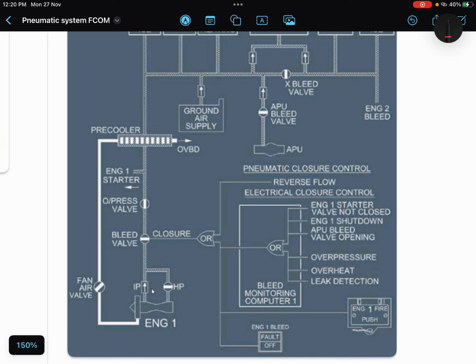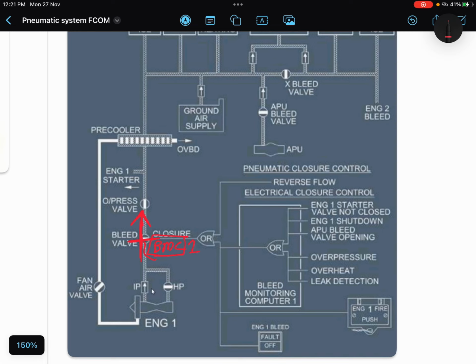So guys, if there is a left hand side wing leak, your bleed monitoring computer will automatically close this bleed valve so that bleed does not go towards the left side if the engine was supplying, right? Now imagine this BMC has failed, left hand side BMC1 has failed. Now who will close this bleed valve? No one. So this bleed valve will remain open. If the BMC has failed, this bleed valve will not close automatically if a leak is detected, right?